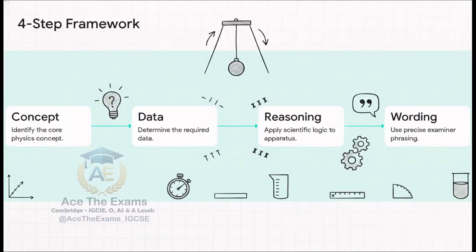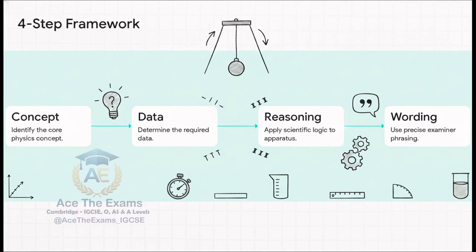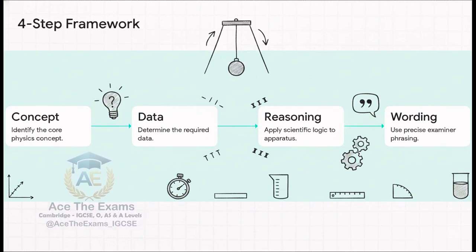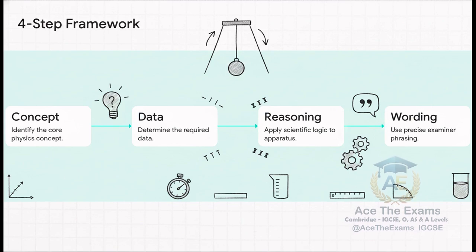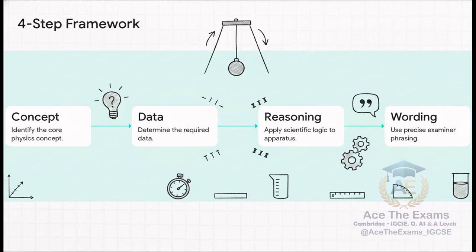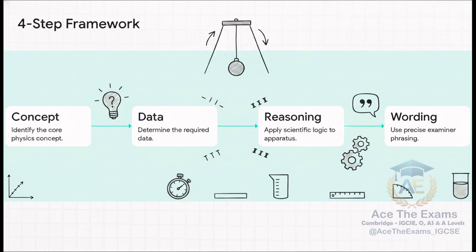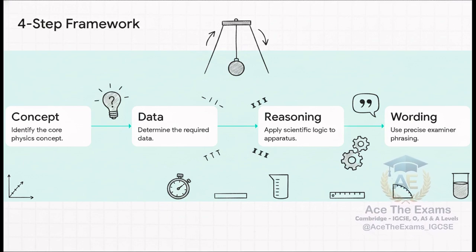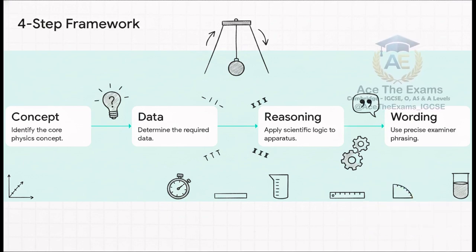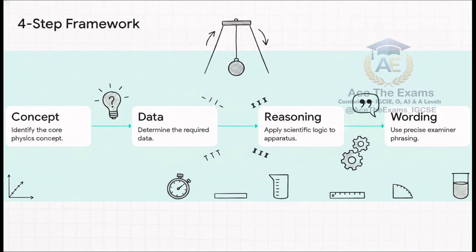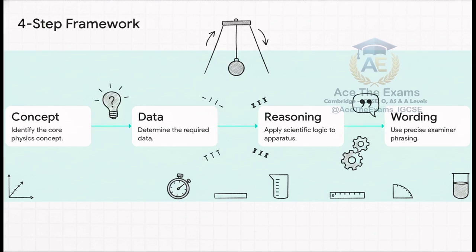So, to guarantee those top marks and dodge these traps forever, we're going to apply a definitive 4-step framework to every single practical skills question. Step 1, spot the core concept. Step 2, figure out the evidence or data you need. Step 3, apply scientific reasoning to your apparatus. And step 4, write it down using precise examiner wording. Let's use this right now to fix that pendulum trap.